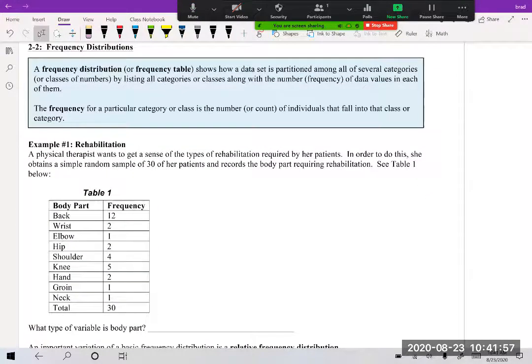So for us, a frequency distribution, or frequency table, shows how a data set is partitioned among several categories or classes, by listing all categories or classes along with the number of data values in each of them. The frequency for a particular category or class is the number or count of individuals that fall into the class or category. So basically, frequency is a fancy way of saying how often something occurs, the number of times this occurs.